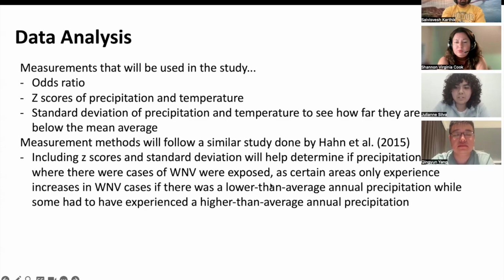In this study in particular, it will help determine if precipitation in an area where there were cases of West Nile virus were exposed, as certain areas only experienced increases in West Nile virus cases if they were lower than average annual precipitation, while some had to have experienced higher than average annual precipitation.